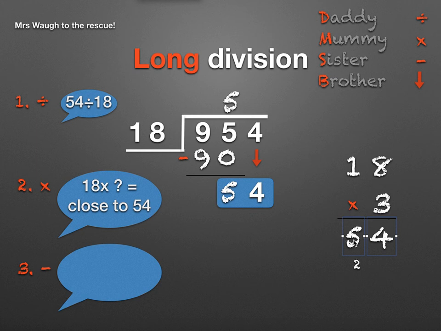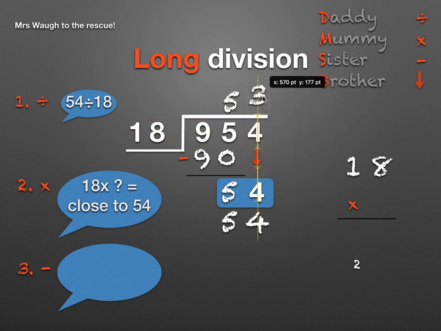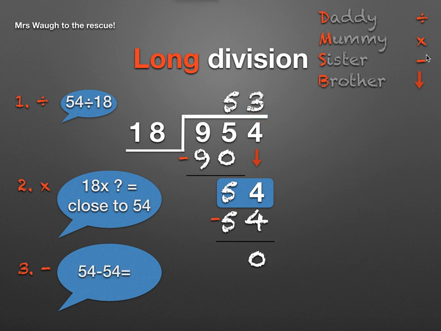That makes 54, nice and even. That bit goes in here. And it means that this bit, 18 times 3, is up here. So 3 times 18 is 54. That's me done the multiplying. Now I need to do the subtraction. 54, take away 54 is just lovely. It makes 0, which means this big number divided by 18 is 53, remainder nothing.